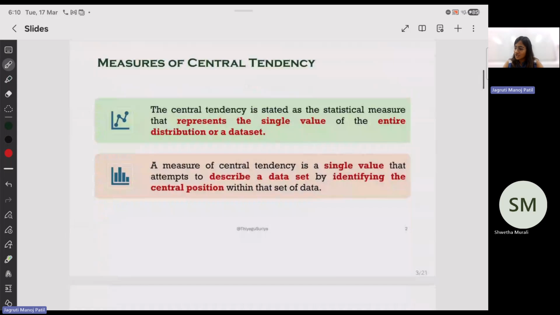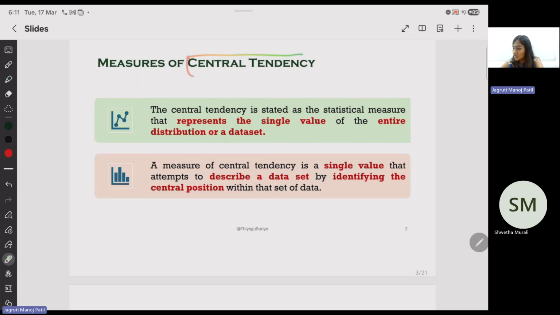So these are the measures of central tendency, and what that is. Central tendency is stated as the statistical measure which represents a single value of the entire distribution or data set that we just said now. The measure of that is a single value that attempts to describe the entire data set by identifying the central position within that set of data. Now, the central position can be any: your mean, median, or mode, any position.